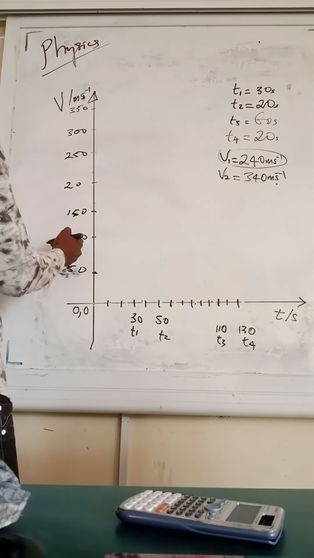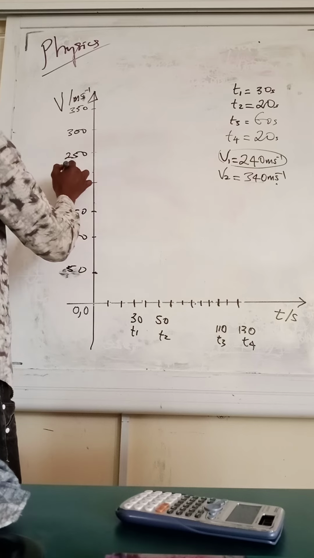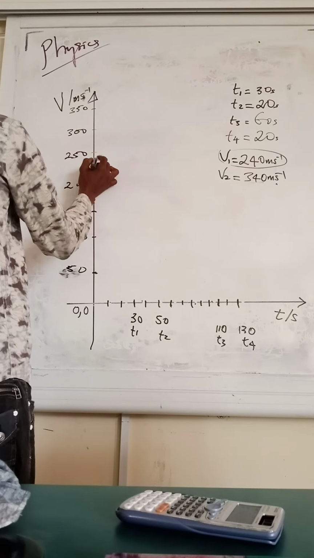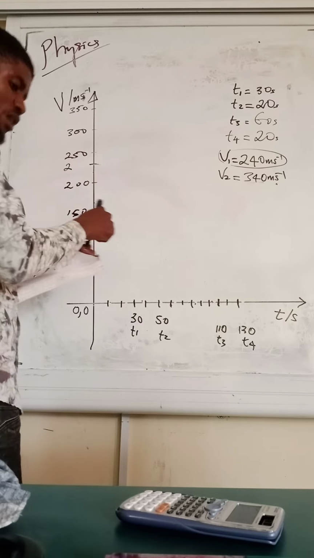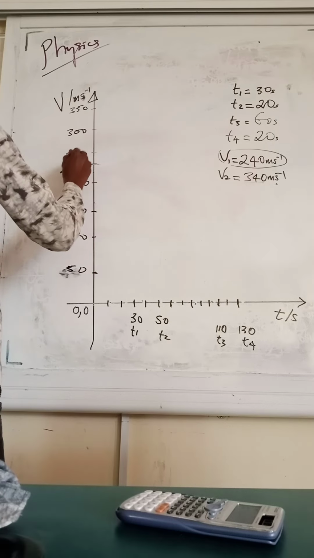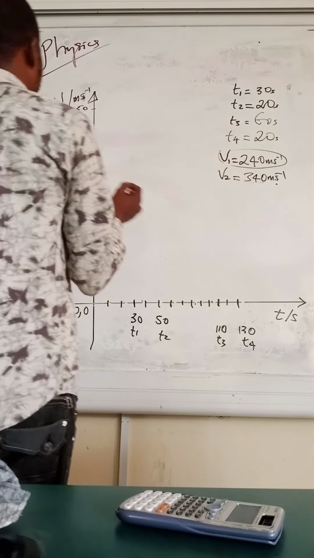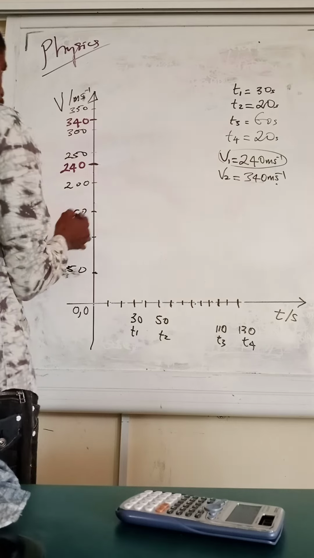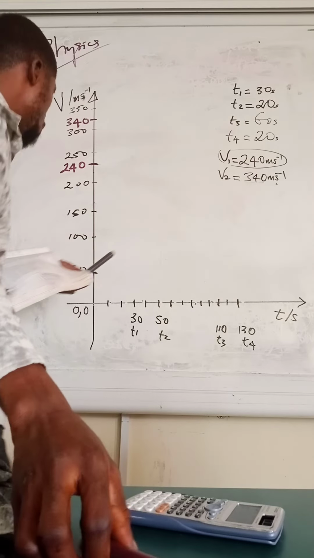This is 50, 100, 150, 200, 250. So the first value is 240. 240 is somewhere here. This is where 240 is. It's on this line. So 340 is somewhere here. So this is 340. So at this point, we are good to go now.